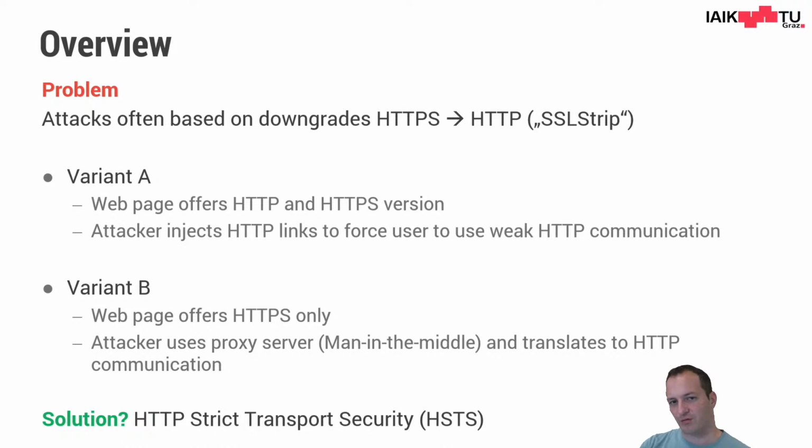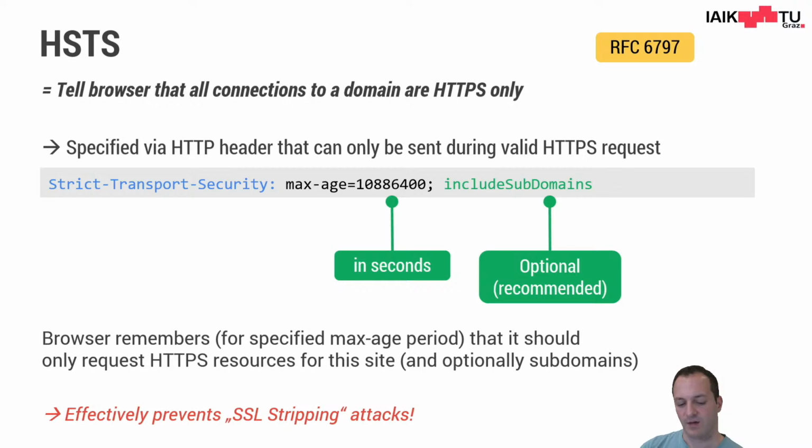The mechanism we know to prevent such kind of attacks is called HTTP Strict Transport Security, or in short, HSTS: stay on the HTTPS version as always or as much as you can. And it works in the way that the web server sends a specific HTTP header to the client and instructs it to remember for a certain time frame, like this max-age here, that a certain website must only be called via HTTPS.